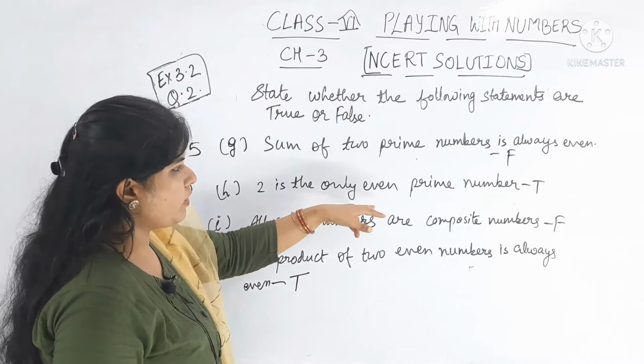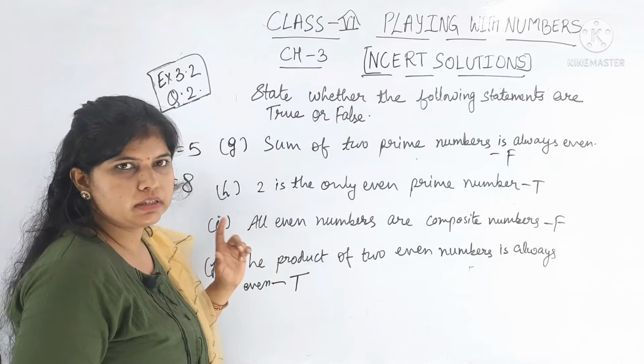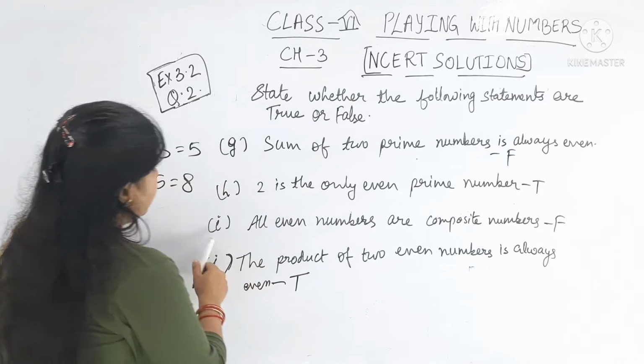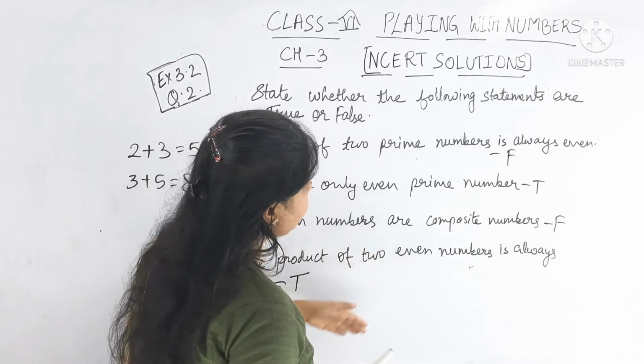2 is the only even prime number. Yes, the only even prime number is number 2. So that is true. Number I: all even numbers are composite numbers.